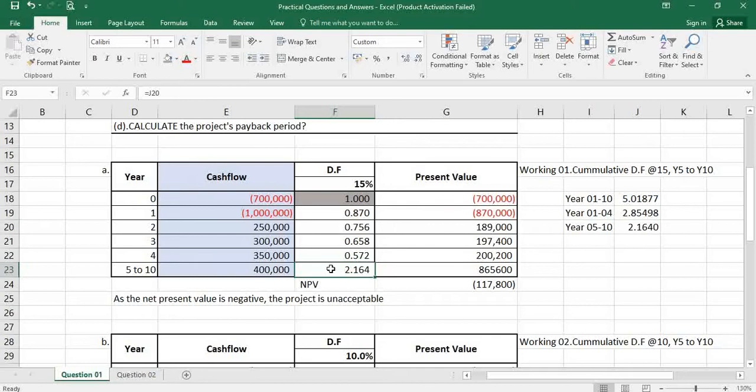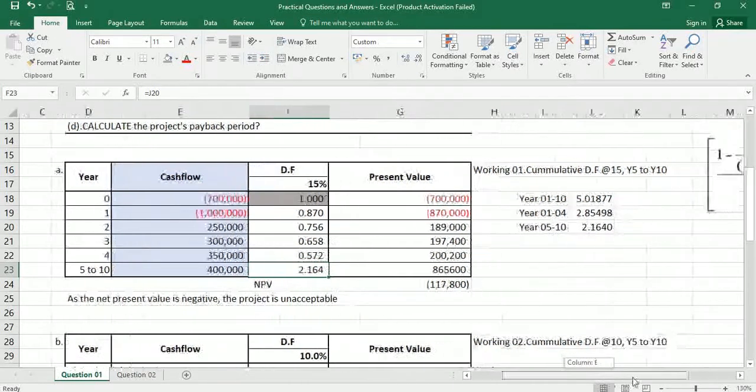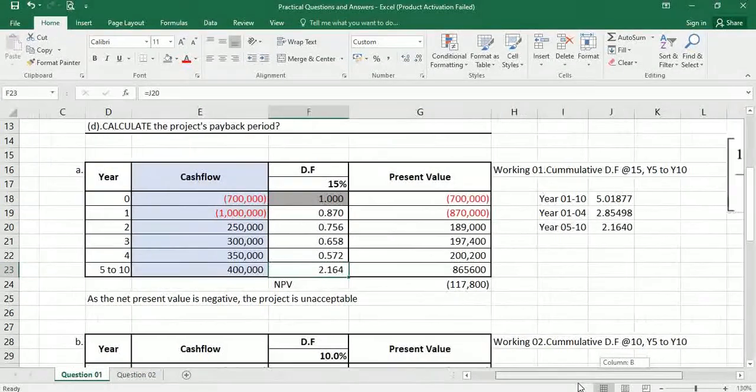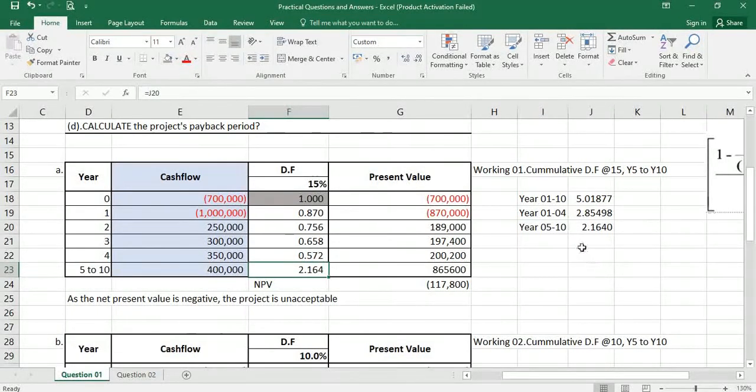Cumulative discounting factor. How can you calculate this cumulative discounting factor? You can use this formula: 1 minus 1 over (1 plus r) to the power t, t means time, upon r. So this is how you have to do the calculation. You can calculate the cumulative discounting factor.